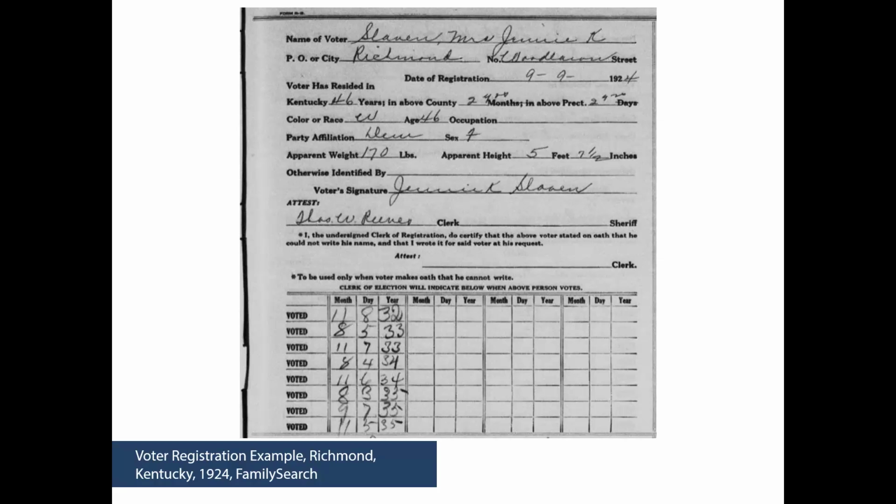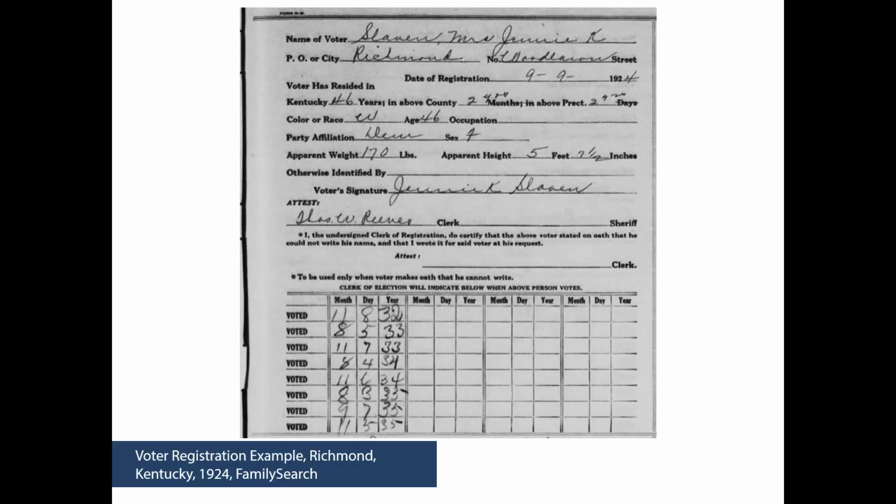She was age 46. She had no occupation listed, so she was probably a homemaker. She has Democrat as a party affiliation. She was noted as female. She even had her weight and height down, which I'm sure she didn't gladly give over. I'm sure that's a little bit personal. She signed her signature. The clerk would then sign his, attesting that she had been registered.